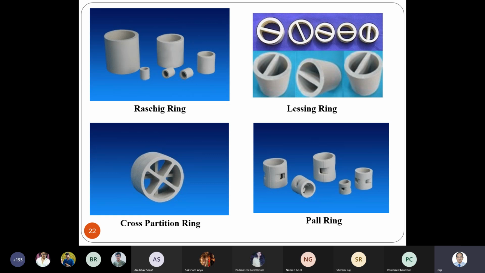These are mostly made of ceramic, some plastics, and also metals, depending upon what type of service we want. Its chemical compatibility and those kinds of things will be considered, right? So these are the different types of packing materials that are used for randomly packed towers.